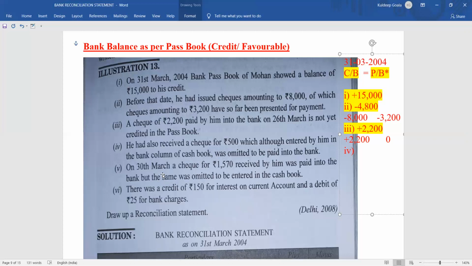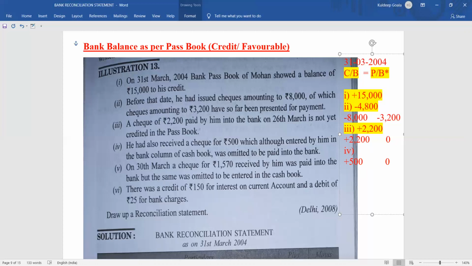Okay, what has happened here? It has been written in the bank column of the cash book, but ultimately what happened was it was omitted to be paid into the bank. You try to understand here. We have received it, so we have written it here. 500 rupees has been written here, but this amount was not entered in the passbook. Why was it not entered? Because we forgot to give it.